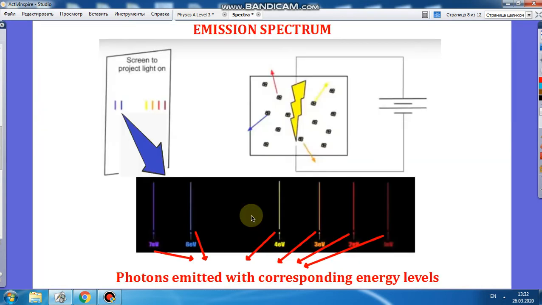Emission spectrum. Emission spectrum is also a phenomenon. We also have emission spectrum in nature. This is the reverse action of absorption spectrum. In emission spectrum, only photons with certain energy levels are emitted when electrons are forced to de-excite. It occurs in neon light and in gas discharge tubes.